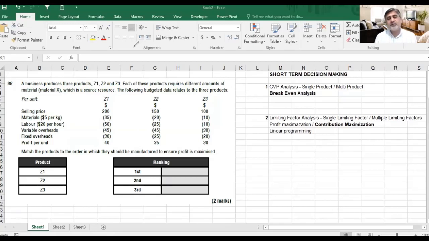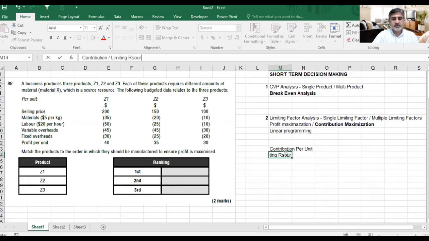You should always make your decision based on contribution. We say contribution per unit. These are two different things. Let me write them down so that you do not forget. Contribution per unit is one idea, and contribution per limiting resource is a second idea. These are two different things. Contribution per limiting resource, per limiting resource factor.